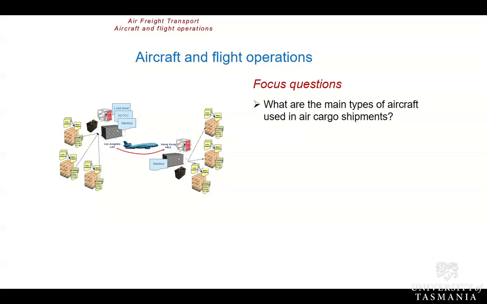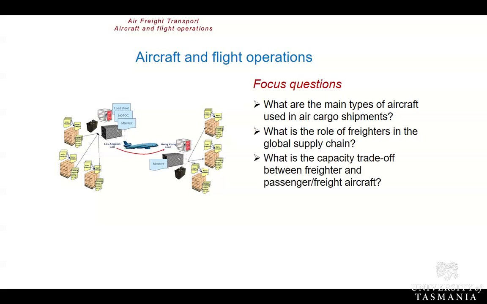used in air cargo shipments? What is the role of freighters in the global supply chain? What is the capacity trade-off between a freighter and a passenger aircraft? And what is the importance of understanding aircraft payload range?